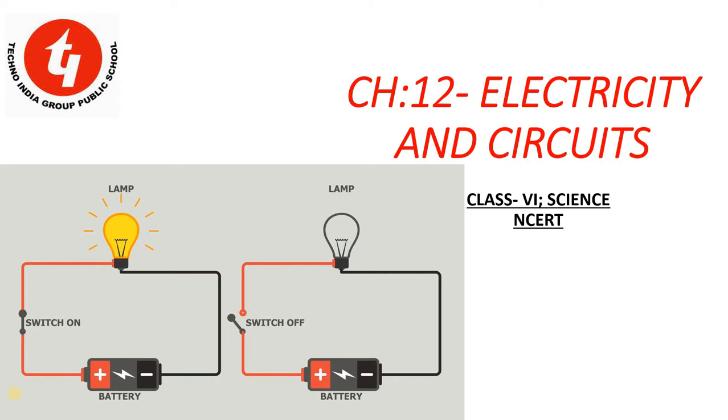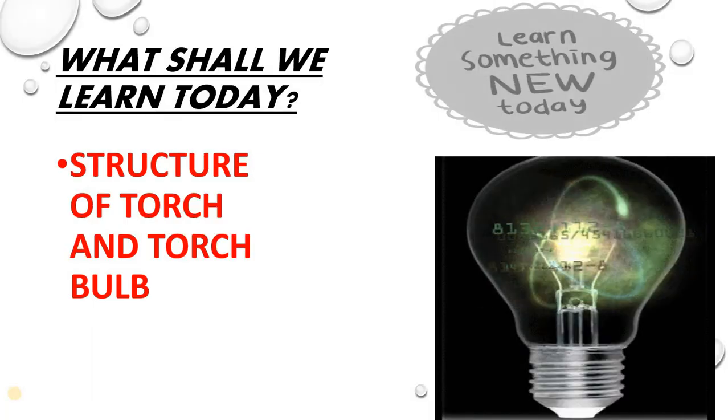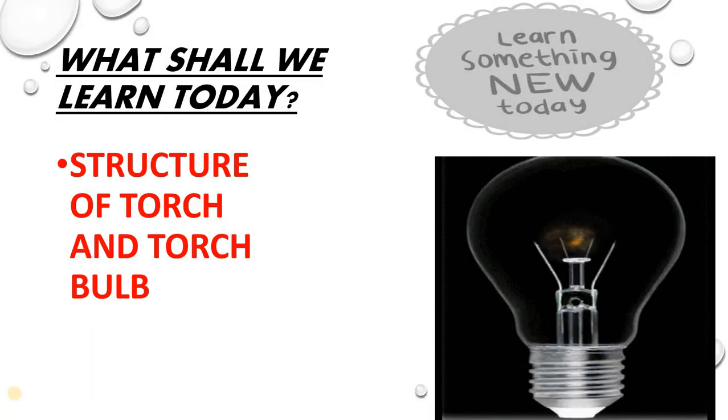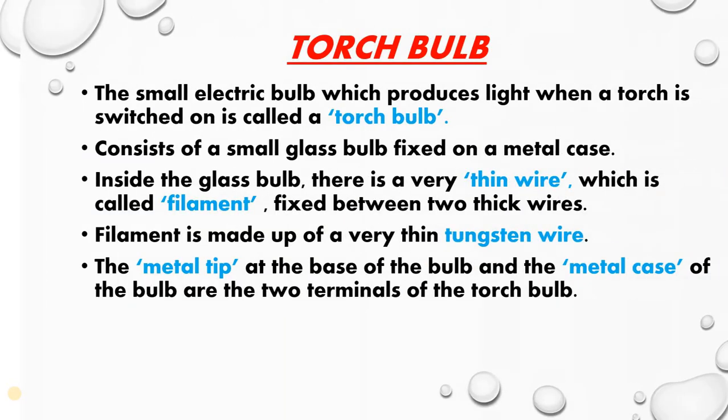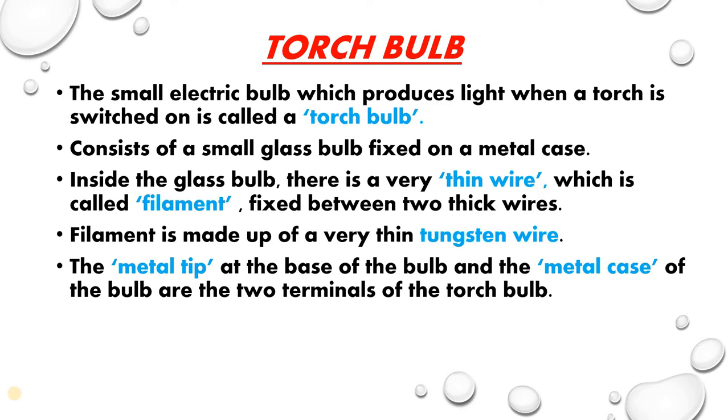So we are continuing with chapter number 12, electricity and circuits. All right, so let's see what we are going to learn today. Today we will be learning about the structure of torch and torch bulb. So let's proceed. We have already learned about electric cell, that is the dry cell. So today we will be starting with torch bulb, right?